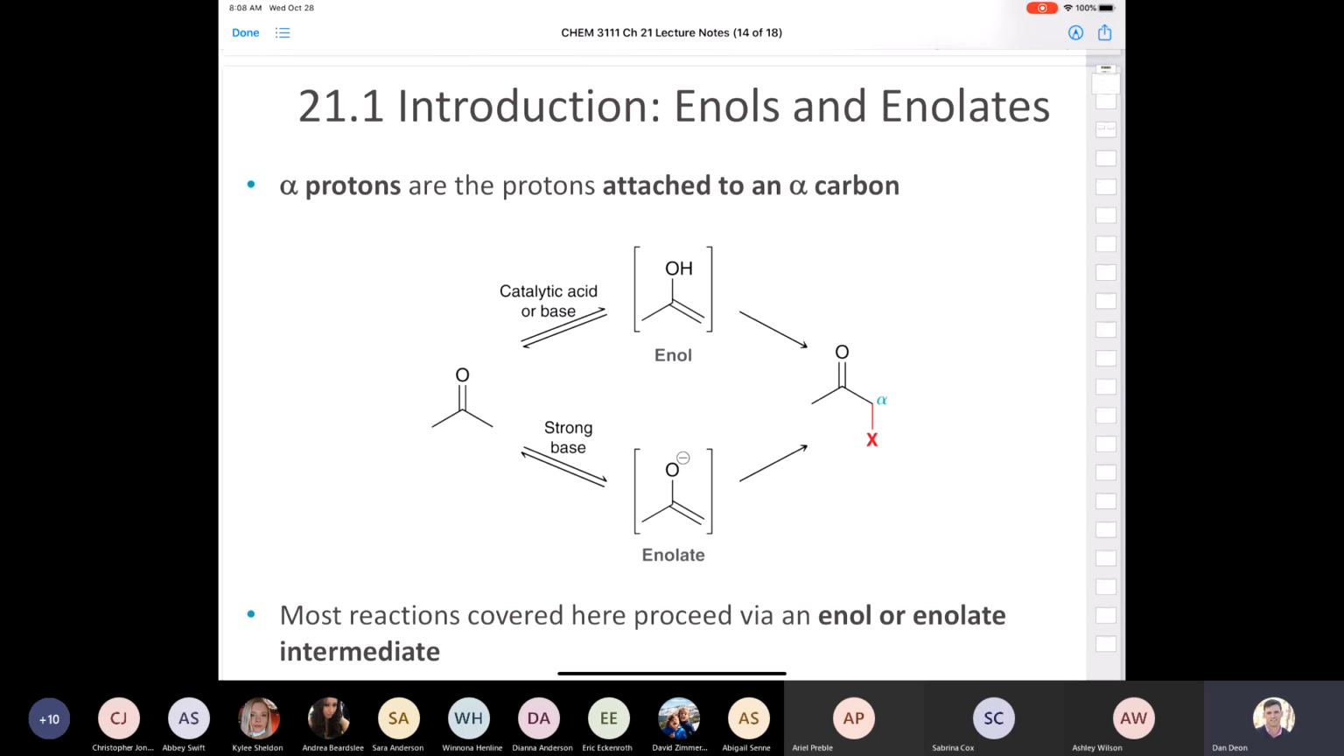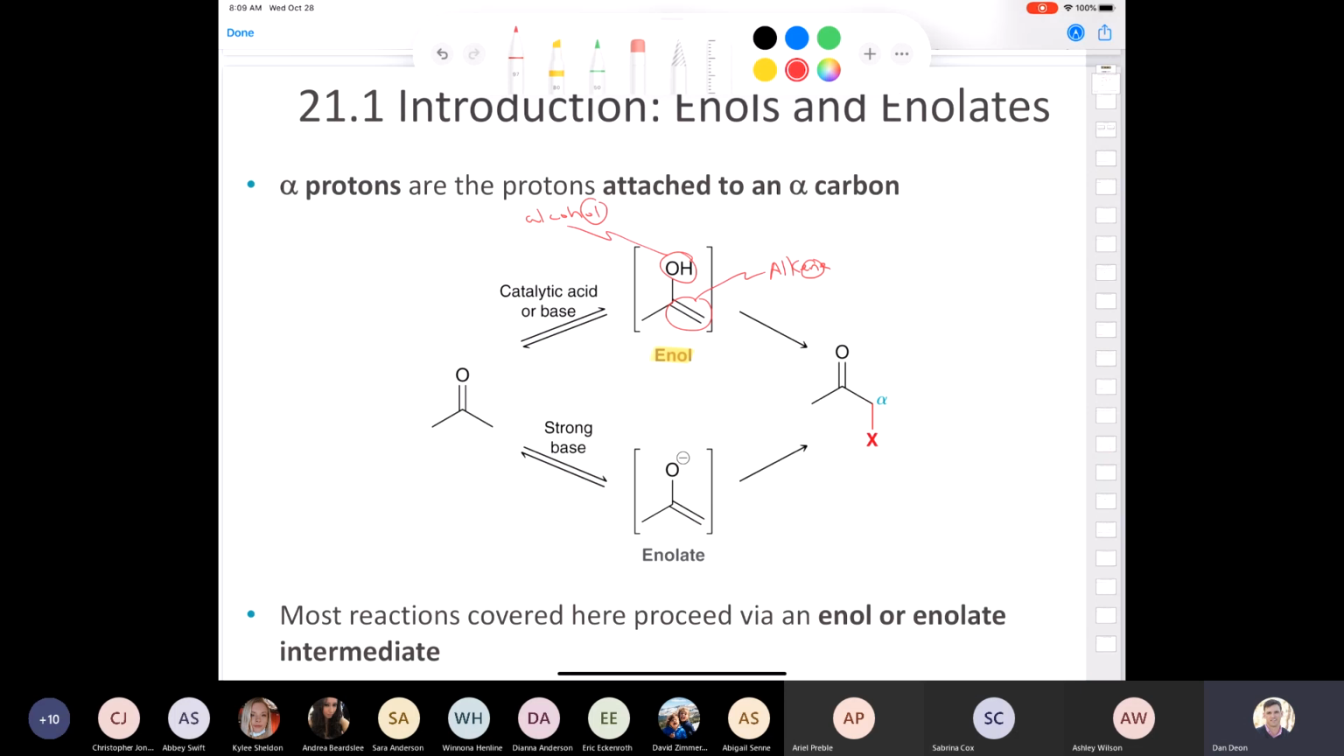But you can see that we can remove one of those alpha protons and form what's called an enol or an enolate. Actually, it's not removal of the proton that forms the enol. That's a tautomer. But anyhow, most reactions that are going to be covered in this chapter proceed via an enol or an enolate intermediate. If you're wondering where the word enol comes from, you can probably guess: we have an alkene, so we have the "ene," and then we have an alcohol attached to the same carbon. And so that's where we get the name enol.